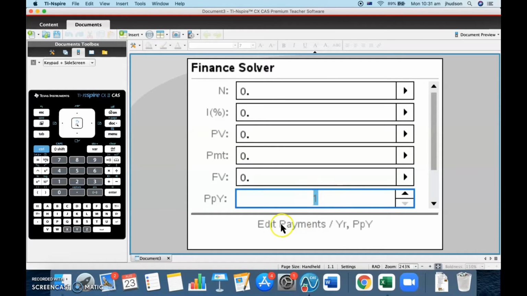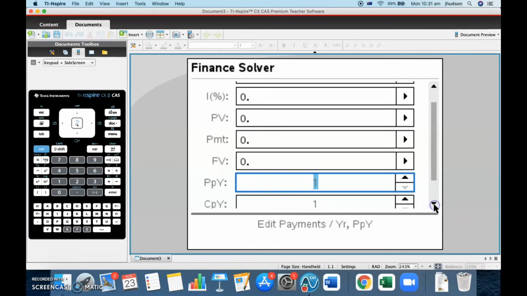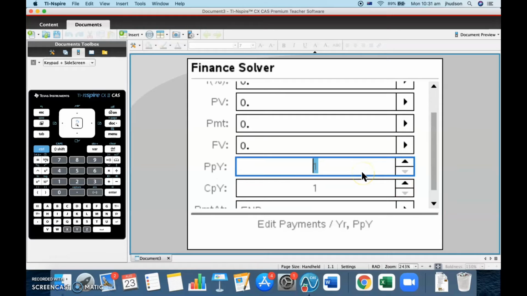PPY is payments per year. So often this is just going to be 1, but if you're told that it compounds quarterly, that means your payments per year would be 4. If you're told that it compounds monthly, your payments per year would be 12. And these two here, payments per year and compound periods, are always the same. So if it's just 1 per year, we'll just leave it at 1.